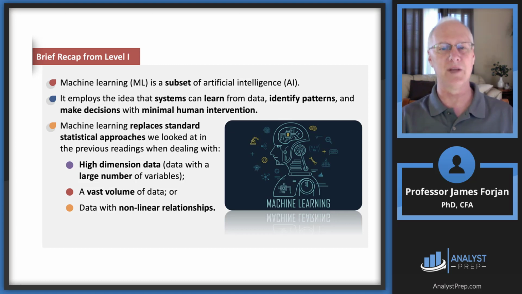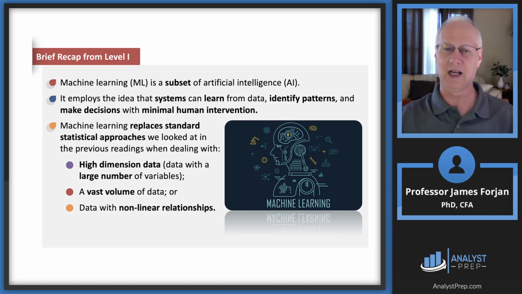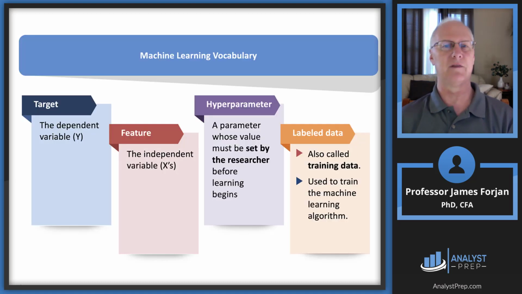Anyway, look at the third teardrop point. Machine learning replaces standard statistical approaches when we've got high dimension data, vast volume of data, and then nonlinear relationships. Of course, if we have this big old Excel spreadsheet, there's probably not going to be an assumption in there that all of those variables are linearly related.